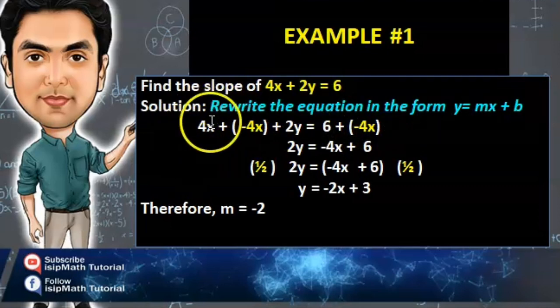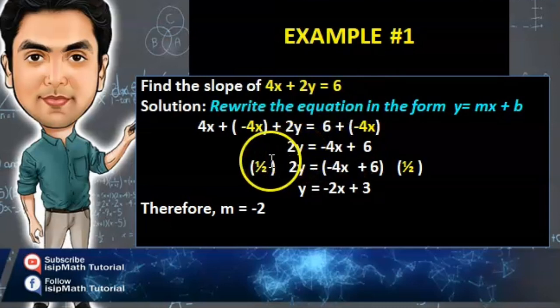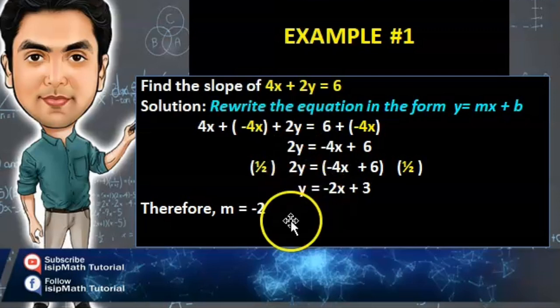So ma-eliminate si positive 4x at saka si negative 4x. Maiwan si positive 2y. So magiging 2y equal to negative 4x plus 6 na siya. Diba? Then, we will multiply both sides by 1 over 2. Okay, para ma-eliminate po natin si 2, para maiwan si y. So magiging ganito na siya. 2y times 1 over 2, so magiging 2y divided by 2. So ma-eliminate natin si 2. Ang matira ay si y.